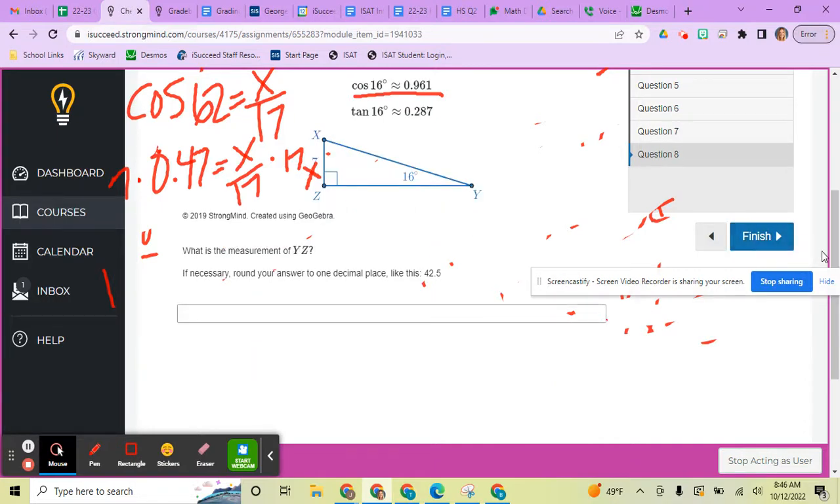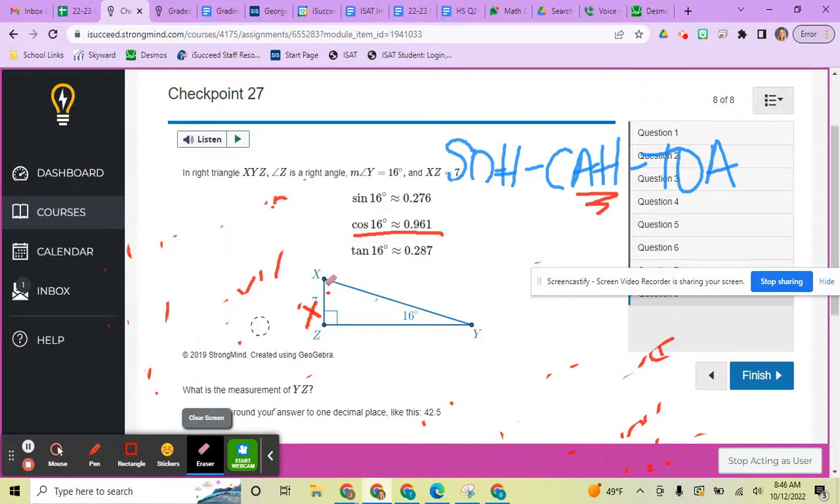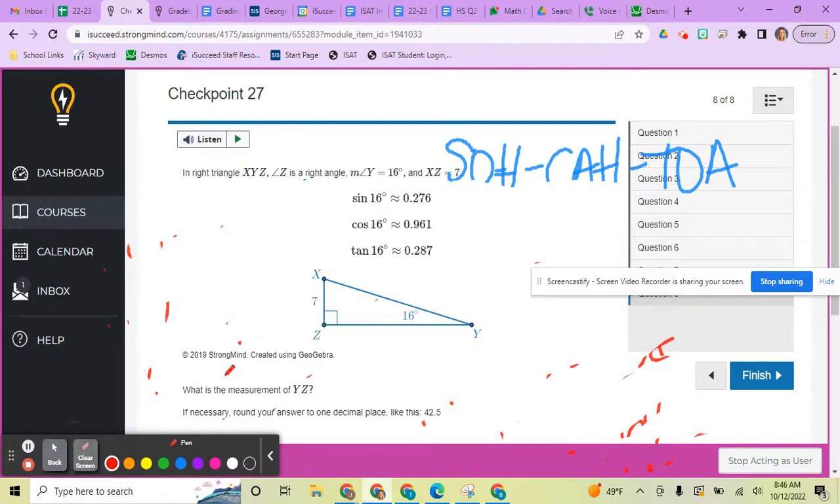Last question. Okay, it looks, again, similar to the ones that we were just doing. Get some of this out of here. All right, so we got this triangle. We know the measure of this angle is 16. We have this side is 7. And we are trying to find YZ. So YZ, I'm going to call it X.